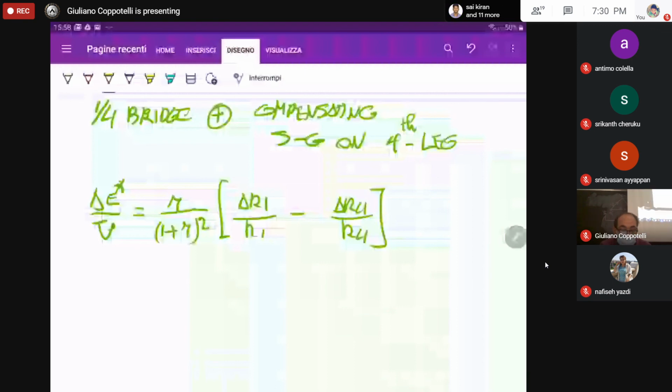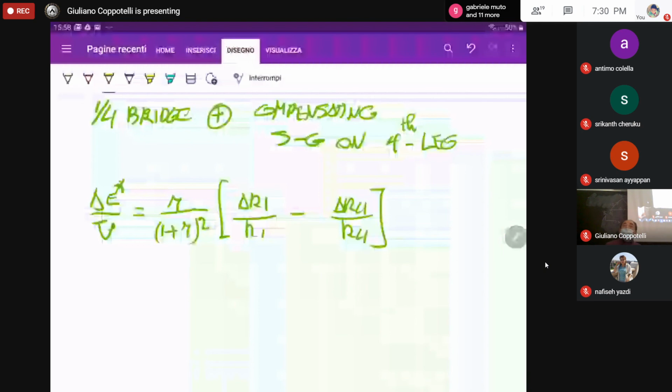However, when referring to that equation, you can see that delta R1, the change of the resistance, will be because of the strain that we want to measure, the change of the resistance of the strain gauge because of temperature, and also the change of the resistance because of the temperature acting on the connecting cables. On the other side, delta R4 is just due to the temperature effect. So that equation is not satisfied.